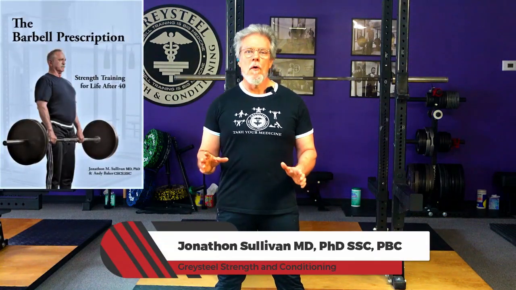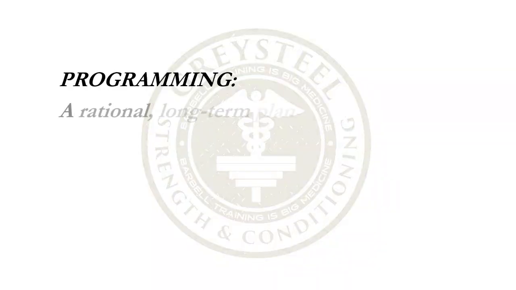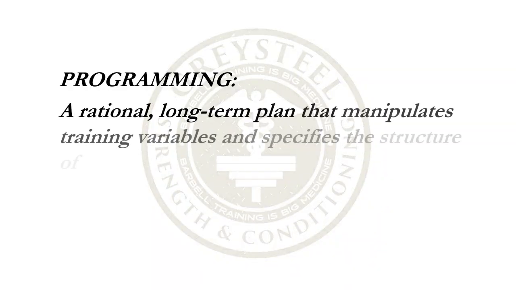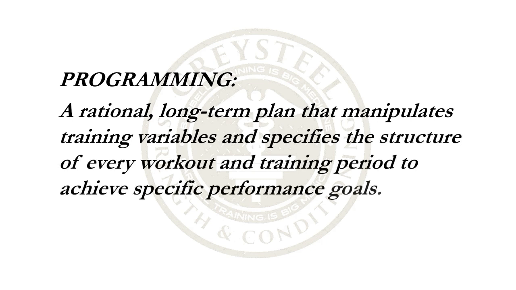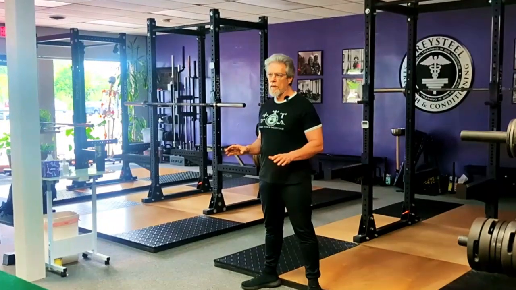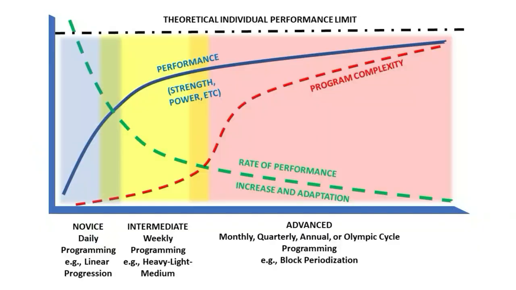And a few weeks ago, we initiated an overview of programming, which we defined as a rational, long-term plan that manipulates training variables and specifies the structure of every workout and training period to achieve specific performance goals. And instead of launching directly into a detailed discussion of specific programs, we took a 30,000-foot view of the topic, including a look at the typical natural history of training over a lifespan and an emphasis of the most important training variable, consistency. If you haven't already, I strongly suggest that you take a look at that video.